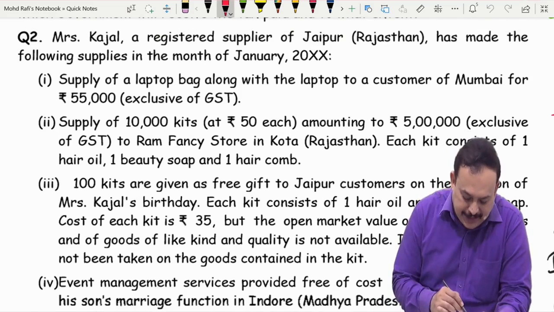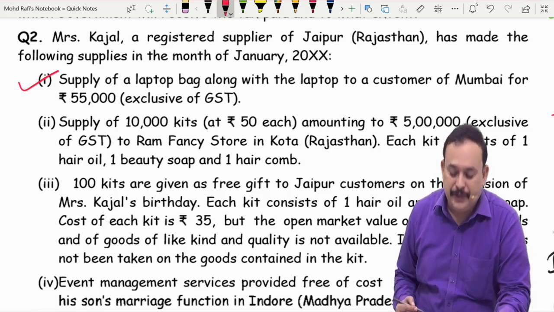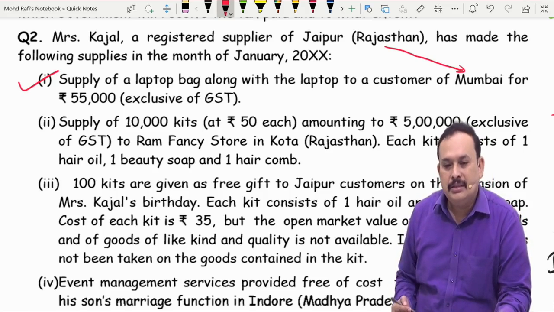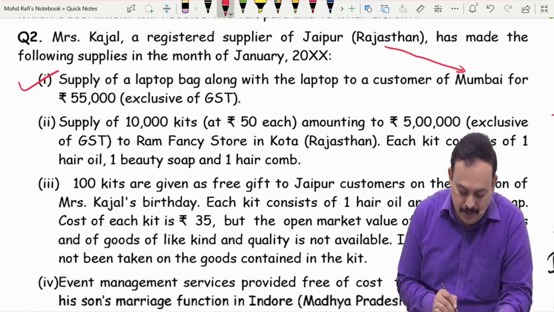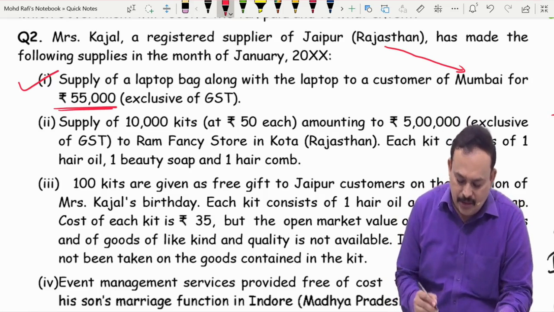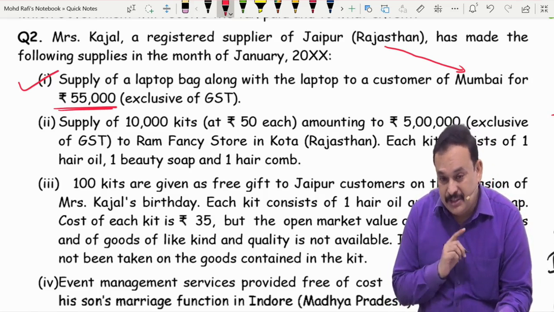In the first case, the laptop is supplied to a consumer in Mumbai. From where? From Rajasthan. From Rajasthan to Maharashtra is interstate. Value is there, consideration is there, 55,000. Will it attract GST? Yes. So what GST is applicable for the laptop? How much GST?